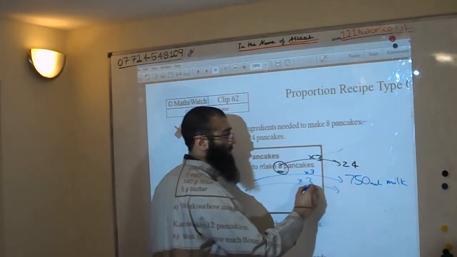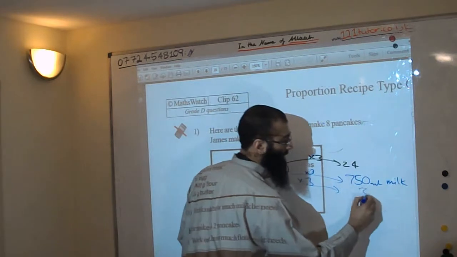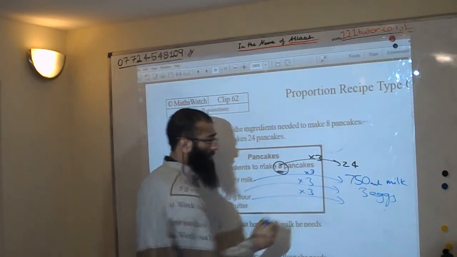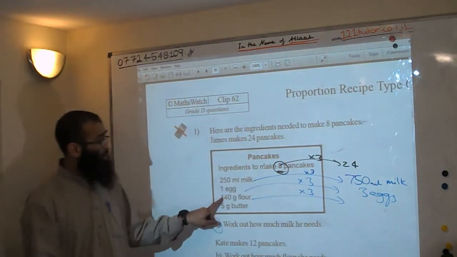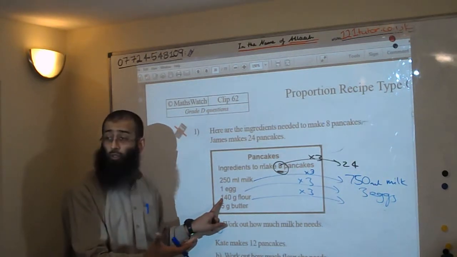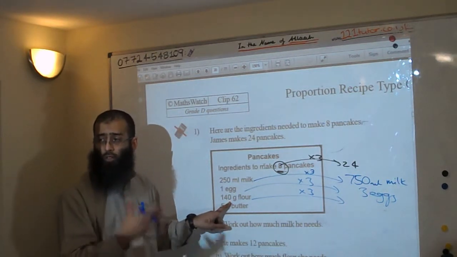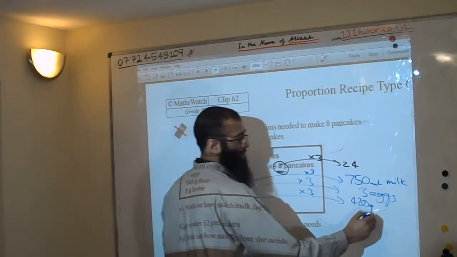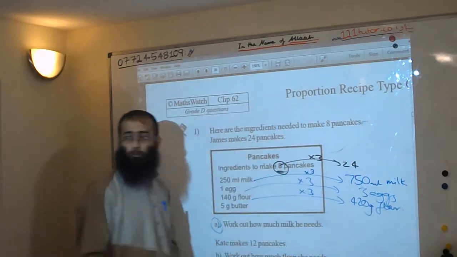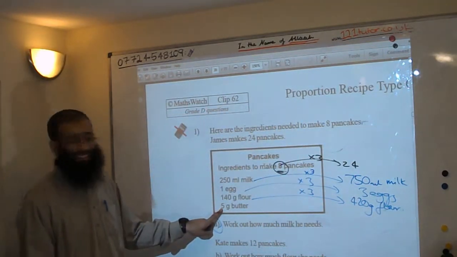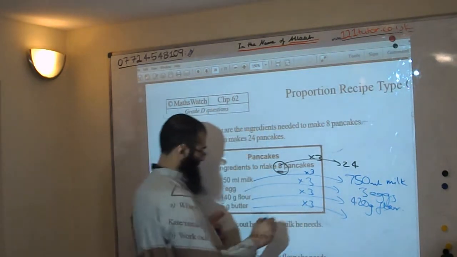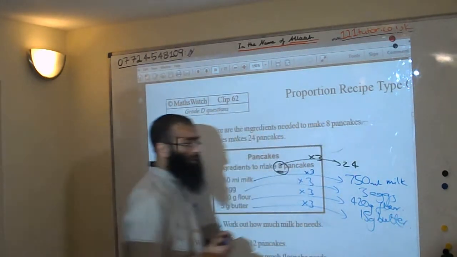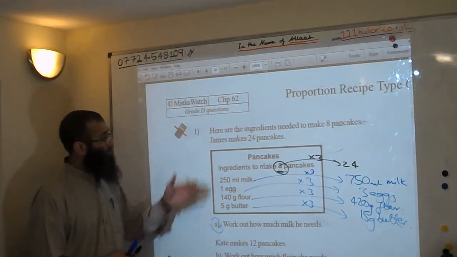So you have the eggs, times by 3, so 1 times by 3 is 3 eggs. 140 times by 3. So if you do 140 times by 3, you do 100 times by 3, which is 300. And then 40 times by 3 is 120. So 300 plus 120 is 420 grams of flour. And the last one is 5 grams of butter. For 8, we're going to multiply it by 3. So 5 times by 3 will give you 15 grams of butter. Okay, so we're happy with that.